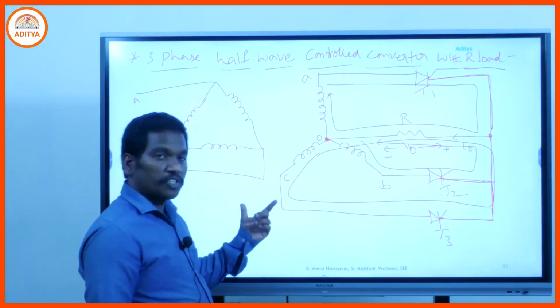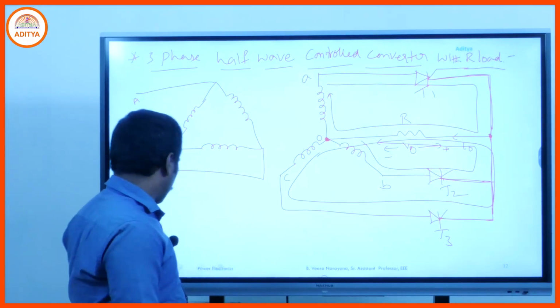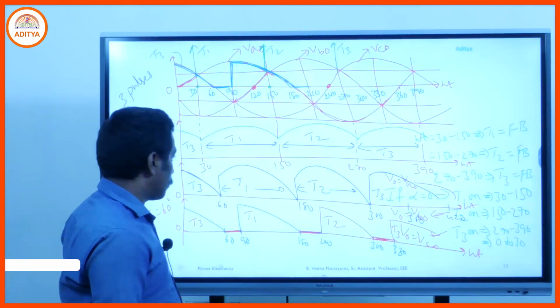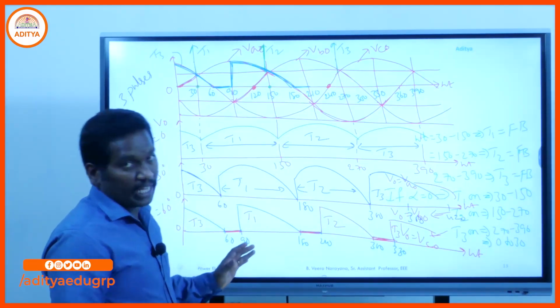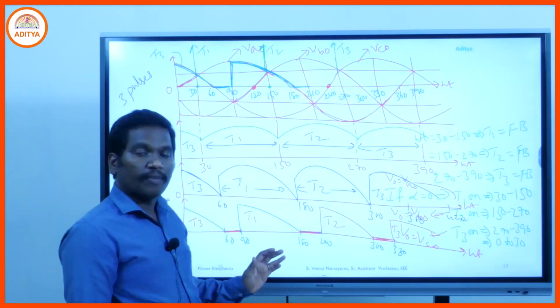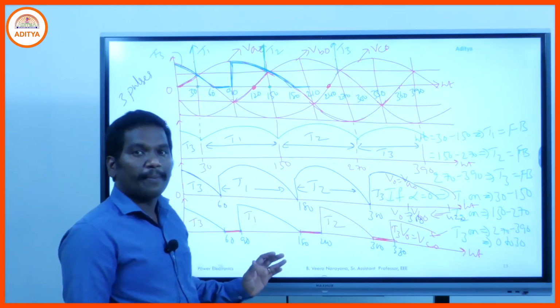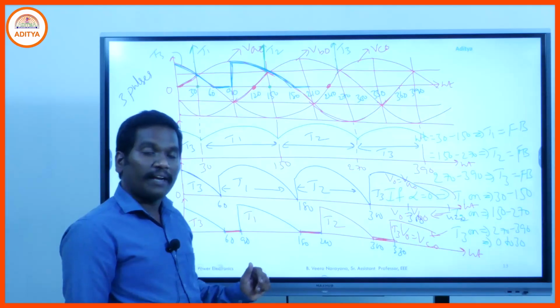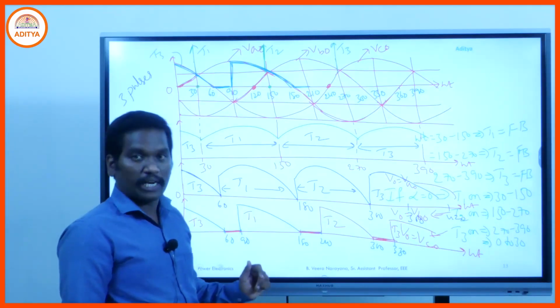So this is the circuit representation of the three-phase half-wave controlled converter with R load. Already we completed it in the last class. That is the circuit diagram. Here are the output voltage waveforms for different firing angles. For this three-phase half-wave converter with resistive load, for alpha less than 30 degrees it operates in continuous conduction mode, and for alpha greater than 30 degrees it operates in discontinuous conduction mode.